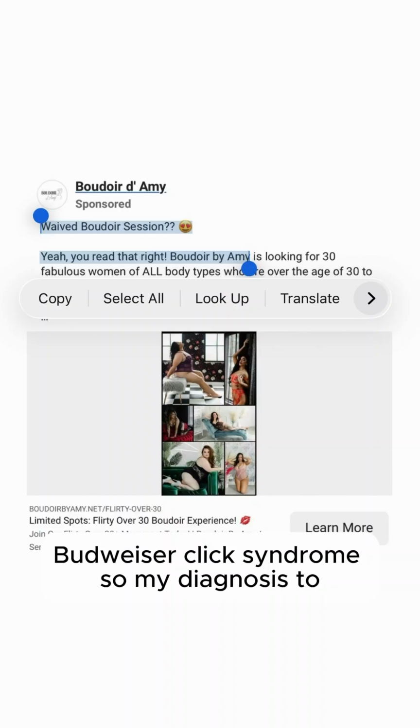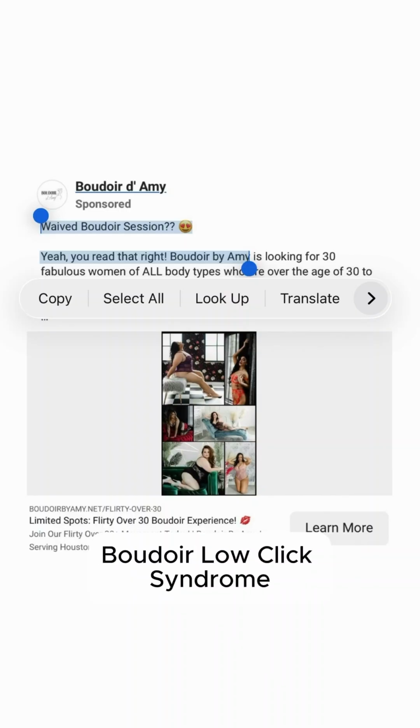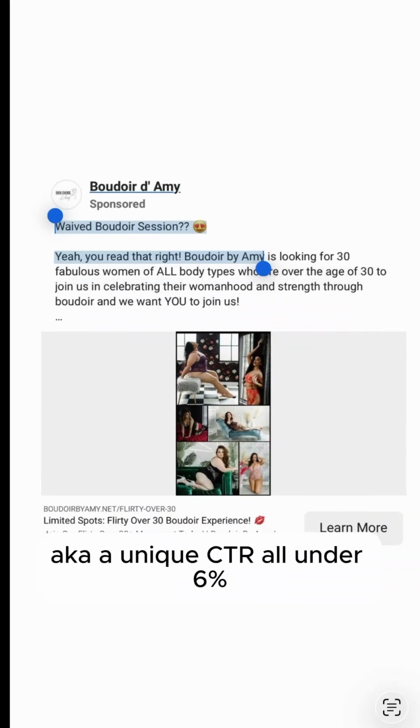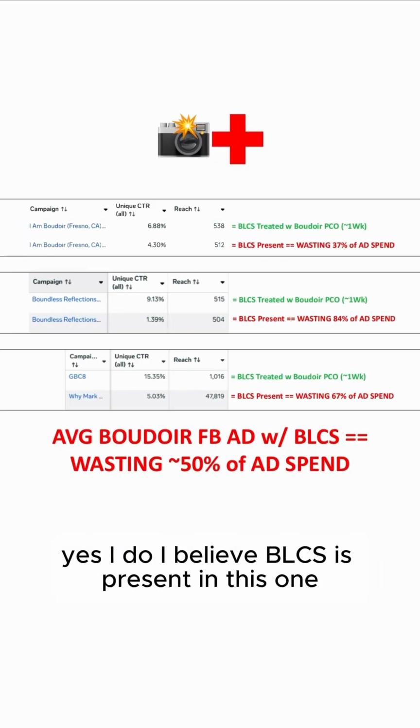So my diagnosis, I believe this Boudoir Facebook ad has BLCS, Boudoir low click syndrome, aka a unique CTR all under 6%. Yes, I do. I believe BLCS is present in this one.